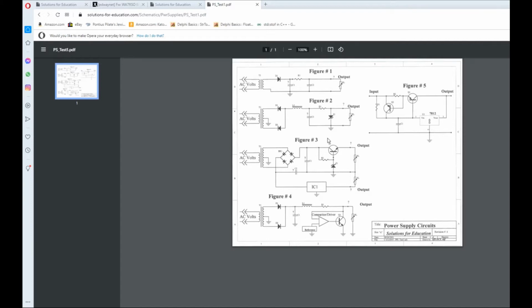What's really good about this is the output impedance of this configuration is very low, and a low output impedance is characteristic of a constant voltage source.